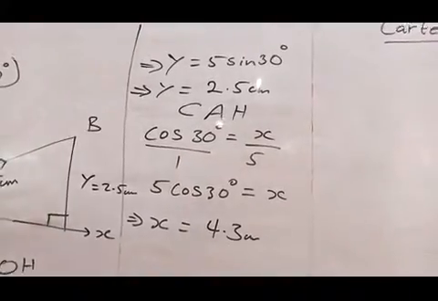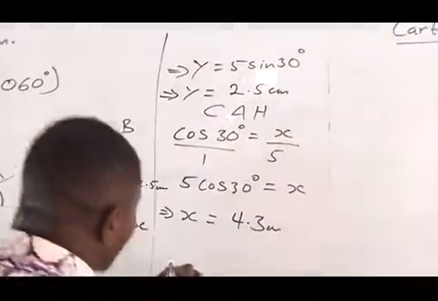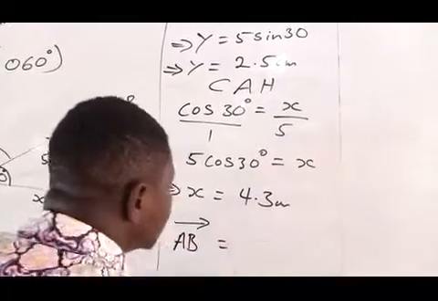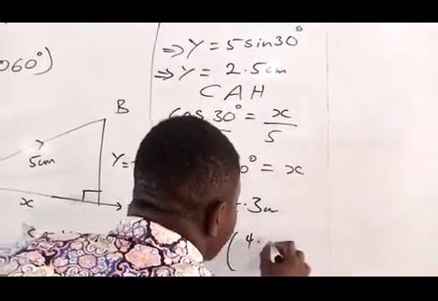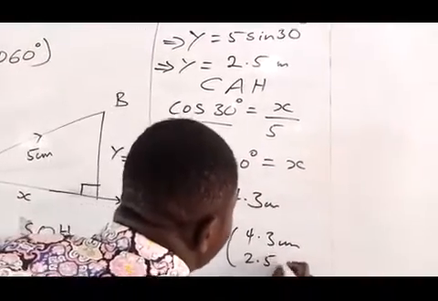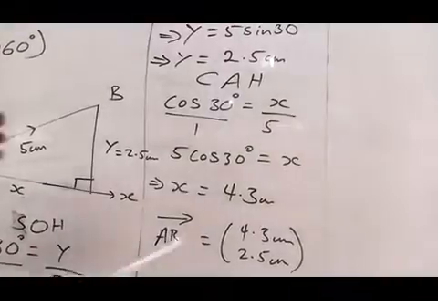x coordinate. So in this case, we are now going to write it in the component form, which is going to be vector AB is equal to 4.3 centimeters and 2.5 centimeters. Now, one more thing you need to note.